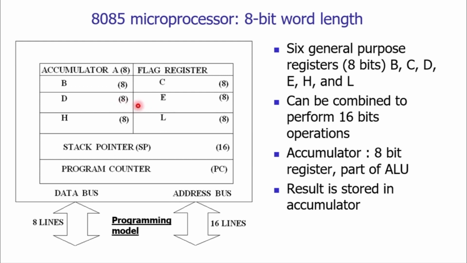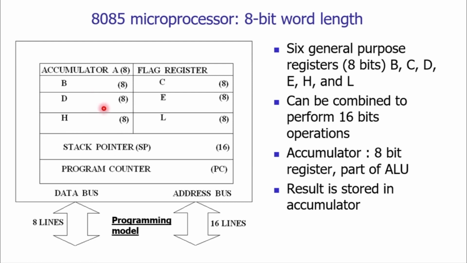So we can say these registers are nothing but memory locations, but we are using them in the ALU, that is the arithmetic logic unit in the CPU. That's why they are called registers. The accumulator is also a register. It is of 8 bits. This is basically used to store the result of the arithmetic operation.